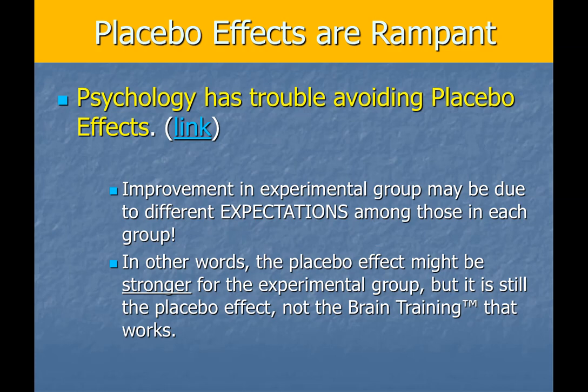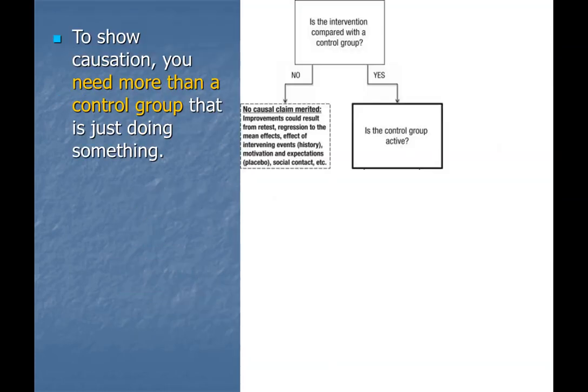So in other words, the placebo effect might be stronger for the experimental group, but it would still be just the placebo effect, not good evidence of brain training. So that company might go and publish this study and say, look, our brain training group did better than our quote unquote control group, but they didn't have a proper control group that accounted for the placebo effect. So that's a problem. Really, in something like psychology, if you want to truly show causation, show that brain training works or whatever it is, then you need more than just having a control group that's just doing something random. What you need is something more than that.